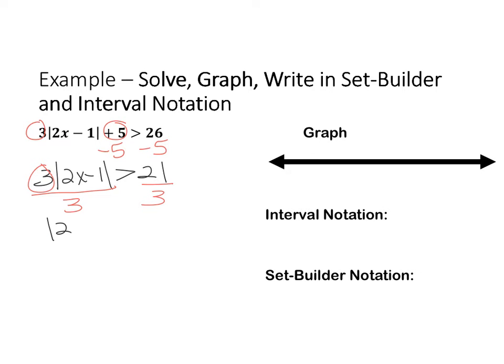So now I have the absolute value of 2x minus 1 is greater than 7. All right, now my bars are by themselves, so I can write it twice and then solve. So why don't you write it twice and then solve and then restart to check your answer.